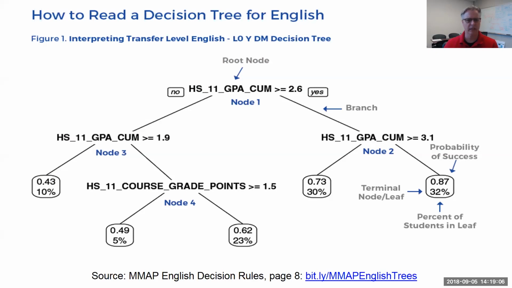If we click, the lowest node group will be identified, and that's the group with a 0.43 probability of success. So only 43% of students with a high school cumulative GPA less than 1.9 were successful when they started directly in transfer level work. So that's how we read the tree.